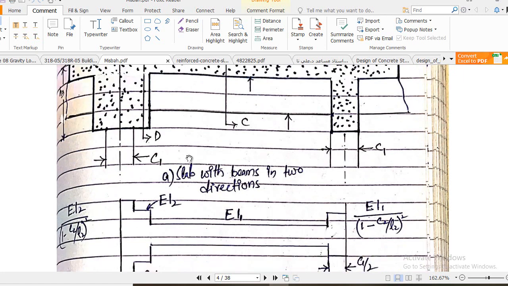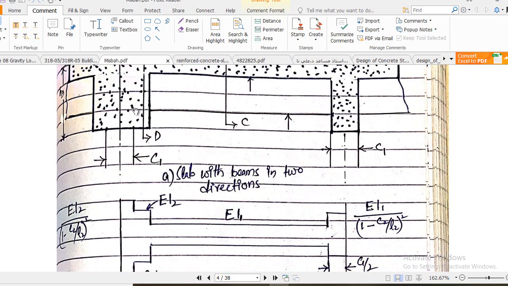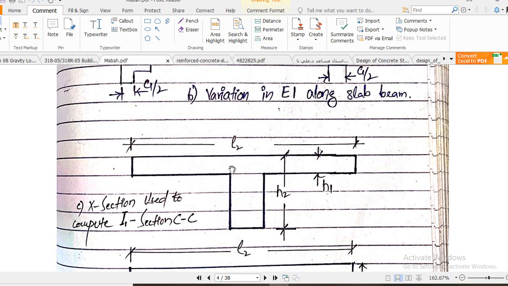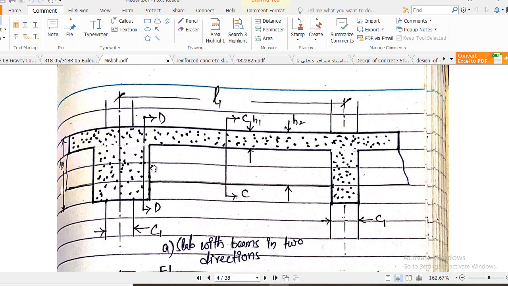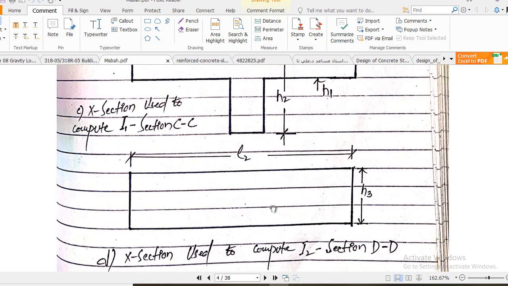So now here you see the variation in stiffness. Here you see the variation in EI. Here EI is different. In the middle section the EI is different, and here it is different. So you see we have a T section, having a top length L2. The depth of this total section is H2, and this is HF. So this is very important. And similarly, you see L2, H3. Here the section is here. Clear? So that is the lower portion, you can say.